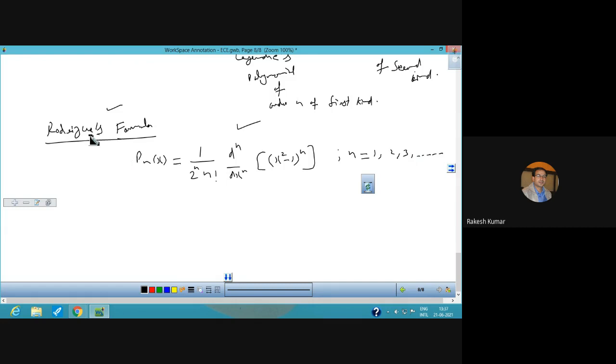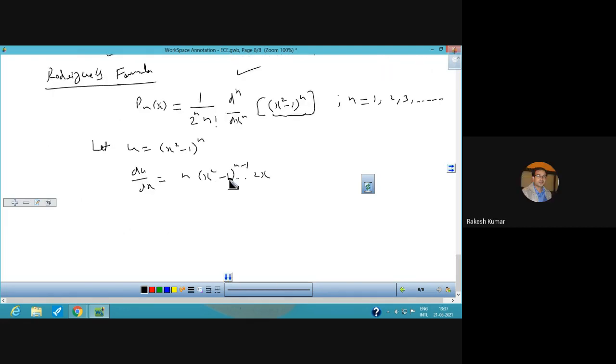This is the formula for Legendre polynomial, and the proof is: let u be (x squared minus 1) raised to power n. We have given this term the name u, and you can find the derivative of u with respect to x, that is n (x squared minus 1) raised to power n minus 1 into 2x. Derivative found.